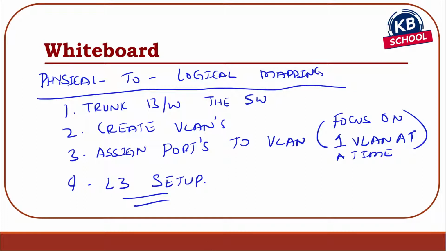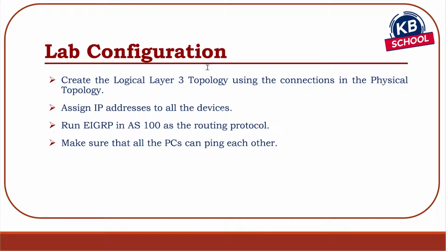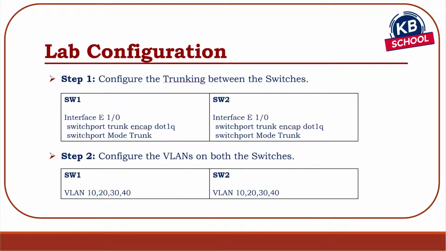All right, let's go get to it and get this configured. So let's start with the first step over here, and I've shown you this configuration over here. Create the layer 3 topology using the connections with the physical topology, assign IP addresses to all devices, run EIGRP and AS100 as the routing protocol, make sure all the PCs can ping each other. So step number 1, trunk, and that's right over here. Configure the trunking between the switches.